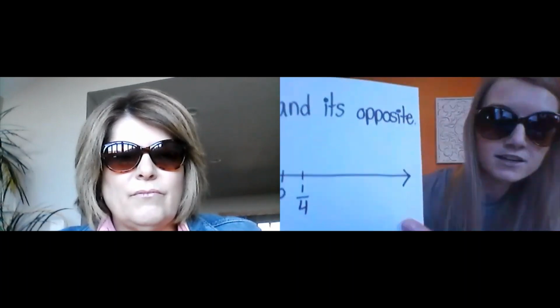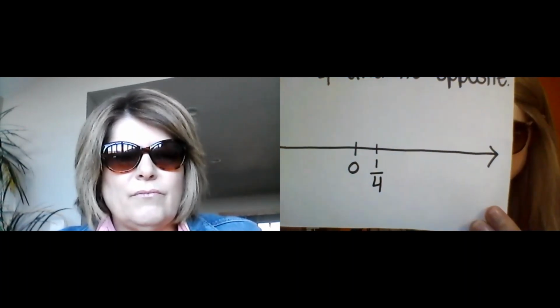Okay. So we'll start with the positive side of my number line first. And the very first fourth I have is 1/4. And then after that, I have 2/4. 3/4. 4/4. 5/4, right? It goes on and on and on. So eventually you'll have a number line that looks like this.